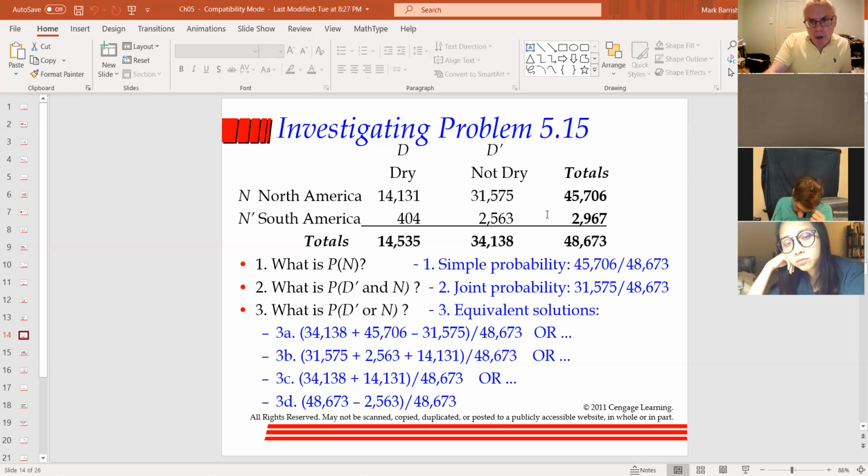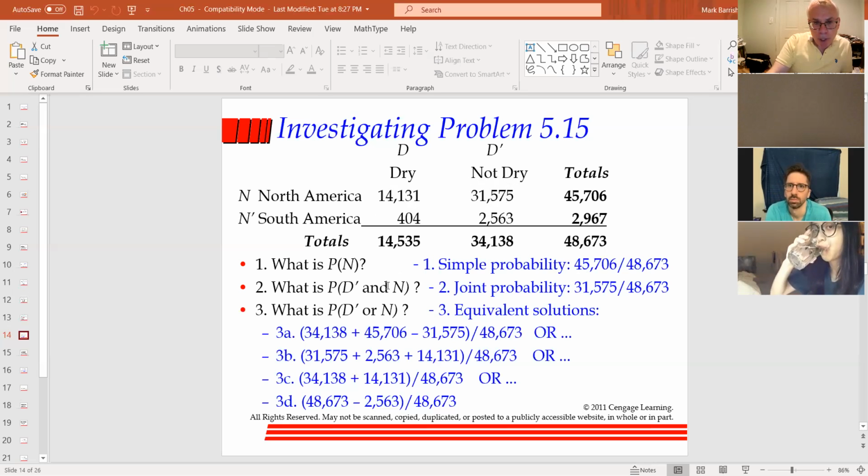It also can be called unconditional because there are no conditions on it. There's no other information. The probability of N is the probability of N without any other events. So it's simply the marginal total for N divided by the grand total. If I say the probability of D, D is this column, 14,535 divided by 48,673. All right, get the idea? So those are the marginal probabilities. The joint probabilities would involve these four numbers here. These would be the joint probabilities.